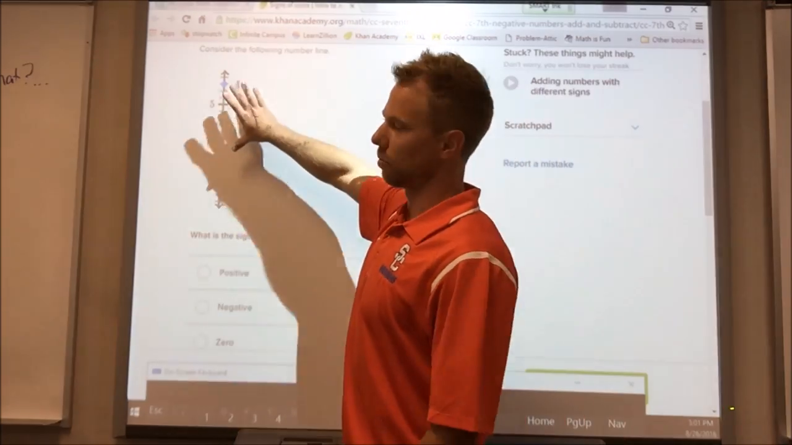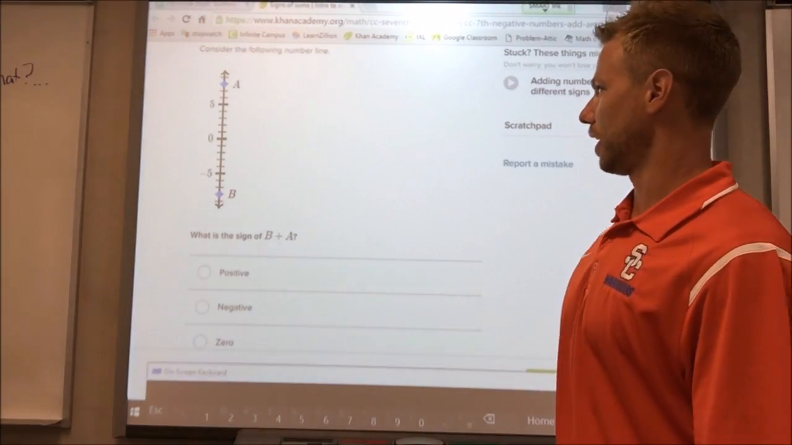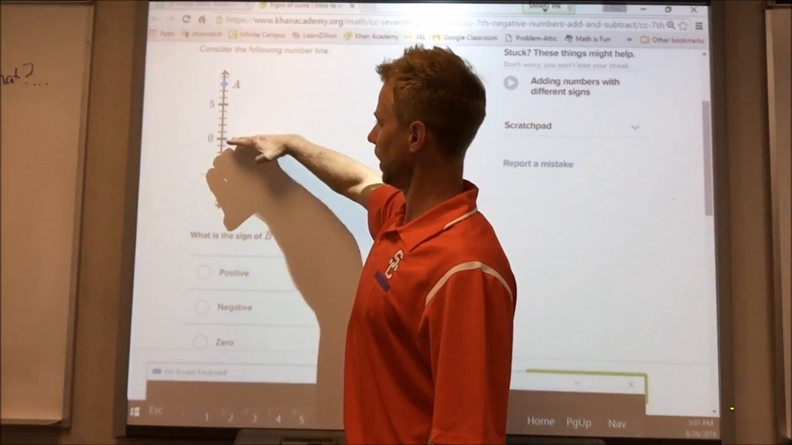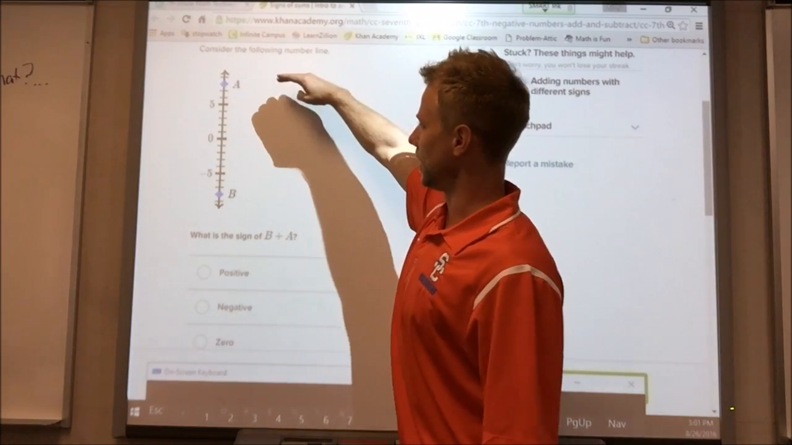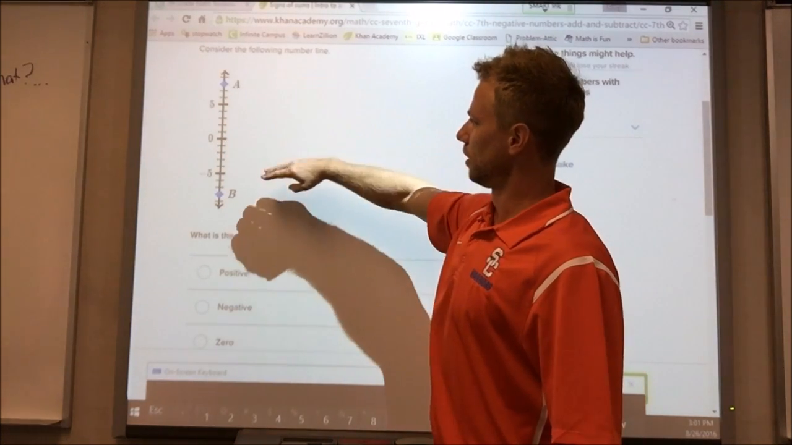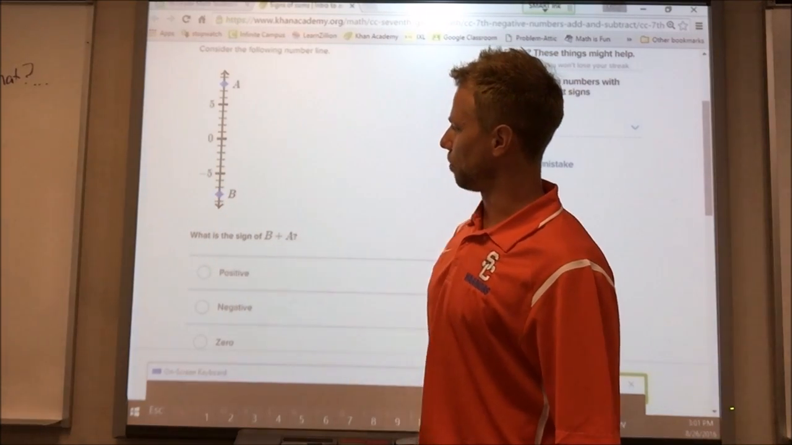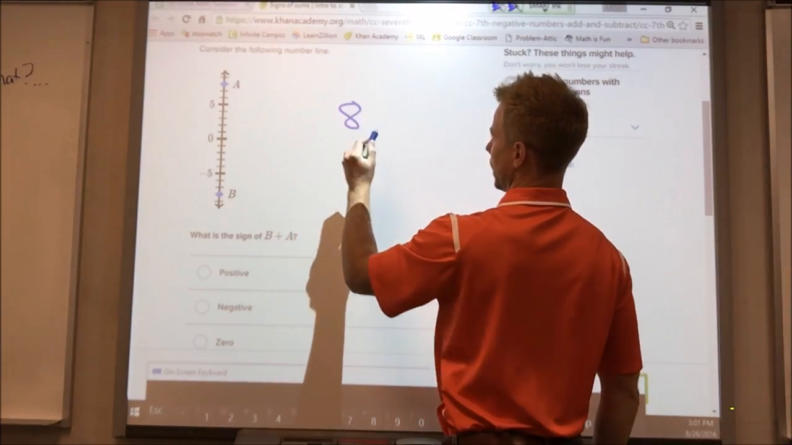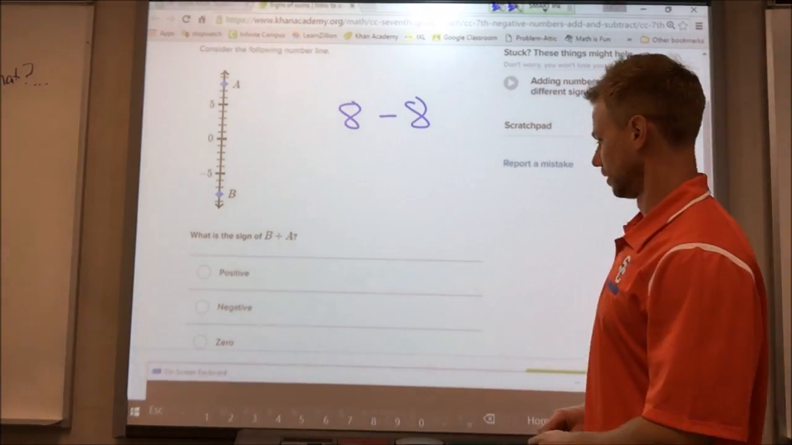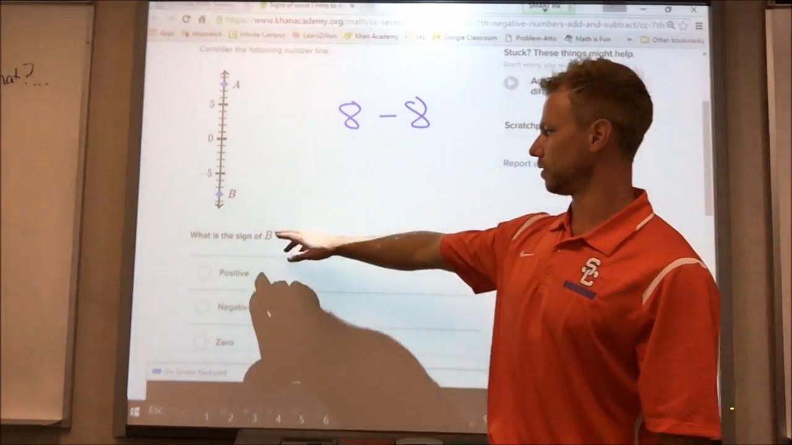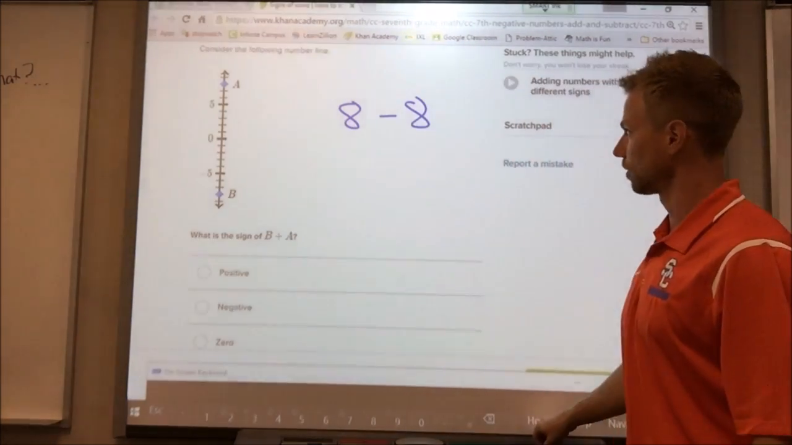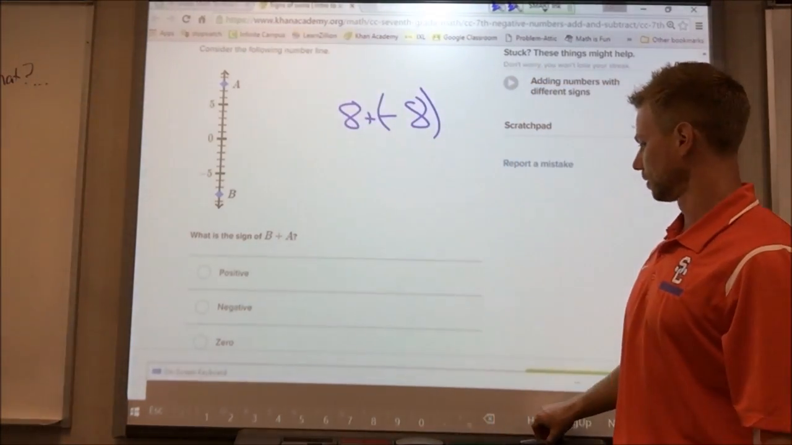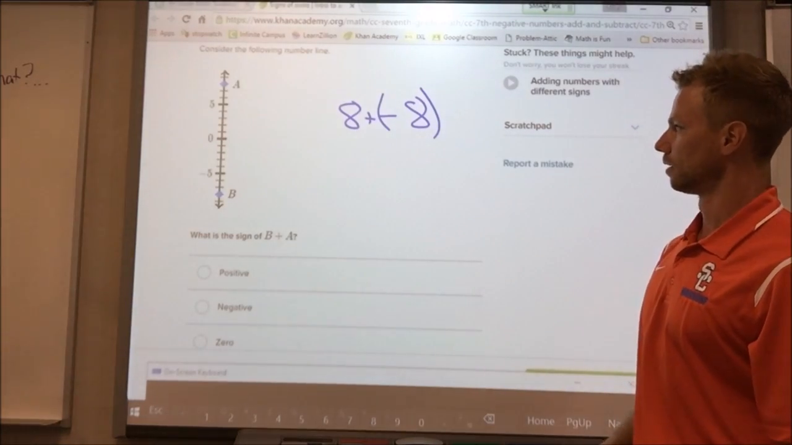Okay, so we need to look at this number line to determine the values of A and B. We can see A is positive, and if we count up from 0, we can see that A is going to be a positive 8. If we count down from 0, we can see that B is going to be a negative 8. So we have a positive 8 and a negative 8. Now the question says, what is going to be the sign when we add those two together? So if we do 8 plus a negative 8, what's the sign going to be?